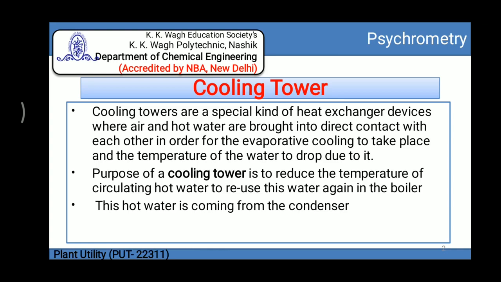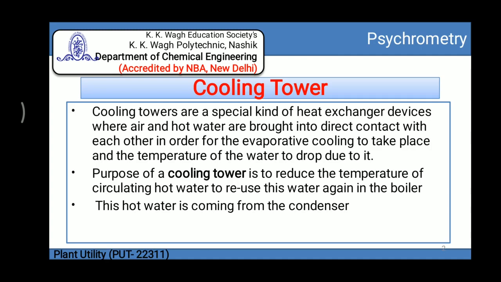In a cooling tower, we generally reduce the temperature of hot water with the help of air. Cooling towers are special kinds of heat exchanger devices where air and hot water are brought into direct contact with each other so that evaporative cooling takes place and the temperature of the water drops. During this evaporative cooling process, the air has to be unsaturated so that it can store the evaporated water vapors and the water can change its phase from liquid to gas.